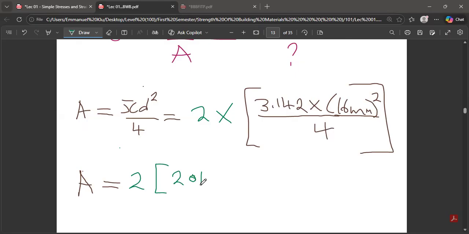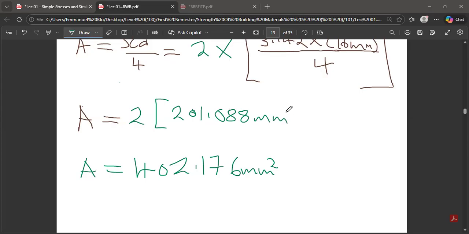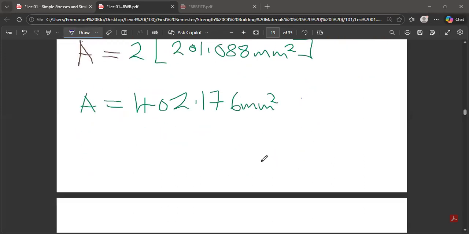Okay, so 201.088. If you continue to multiply this by the 2, finally you are going to get what we were getting. So you are now going to get 402.176 millimeters squared. Okay, yes. So this is millimeters squared. Good. Let's quickly substitute this into our equation. We have just 5 minutes to go.